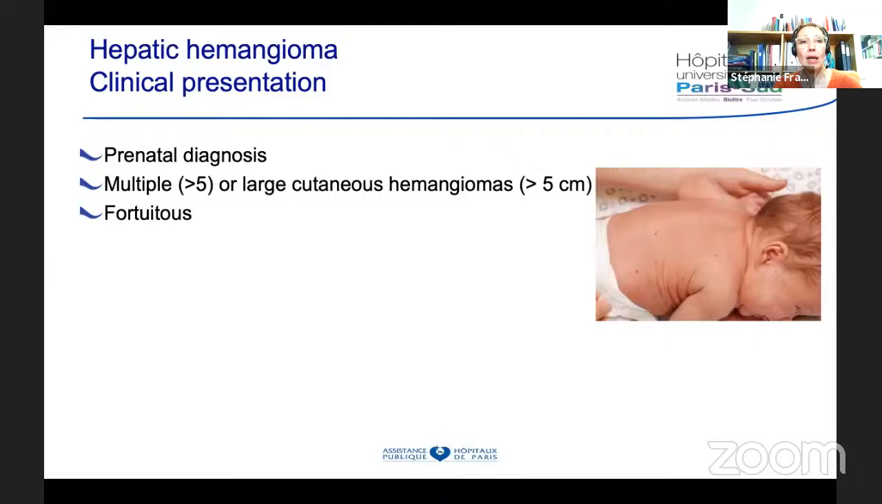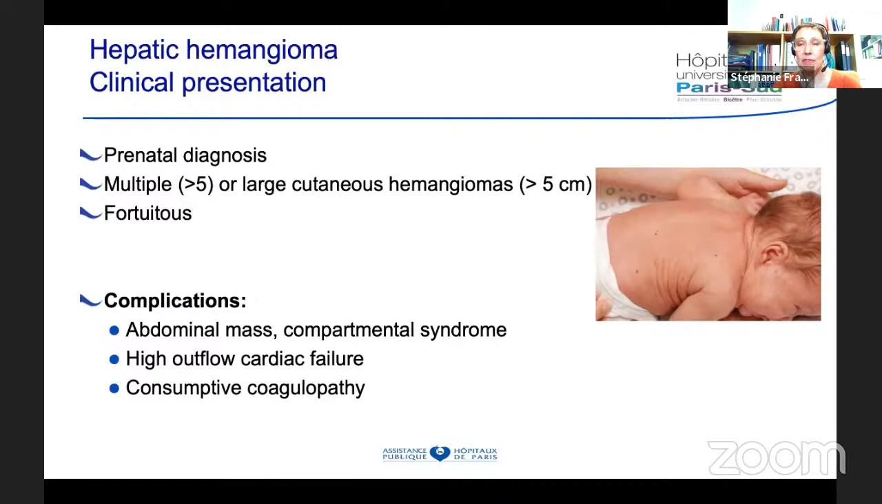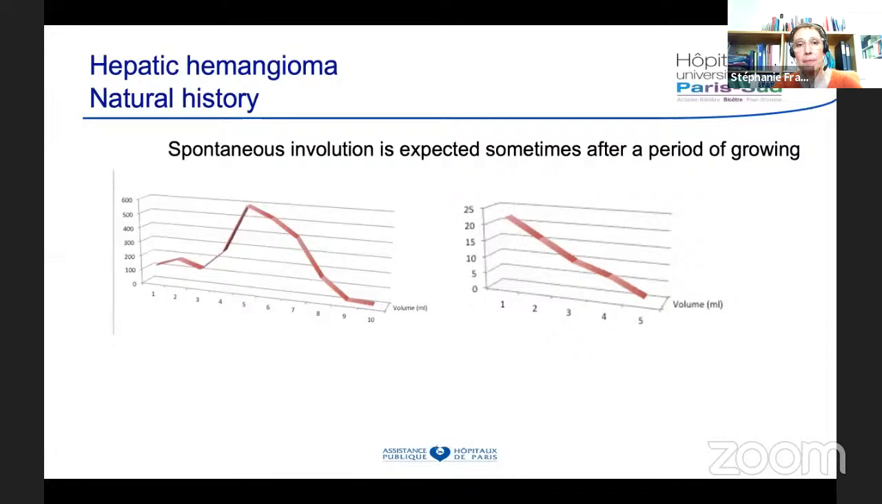The clinical presentation is very variable. It can be a prenatal diagnosis. It can be because the baby has hemangiomas on the skin, or fortuitous. And sometimes it's revealed by a complication: abdominal mass, high output cardiac failure, or consumptive coagulopathy. The natural history is spontaneous involution, but it may happen after a period of growing.